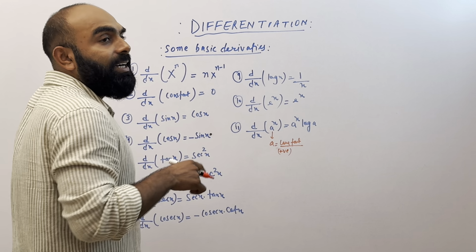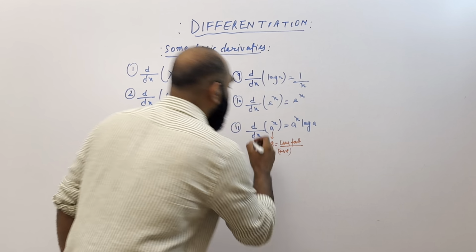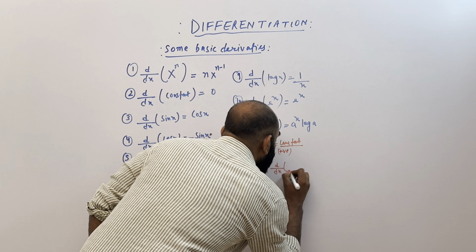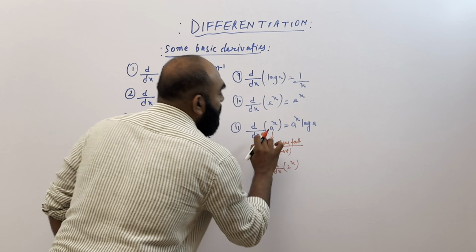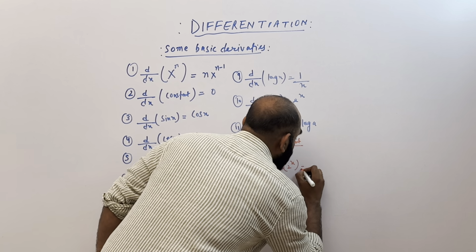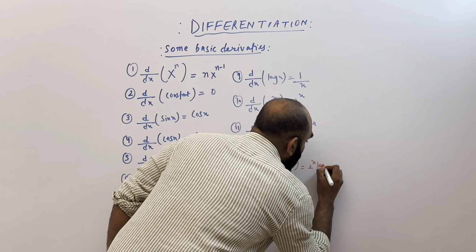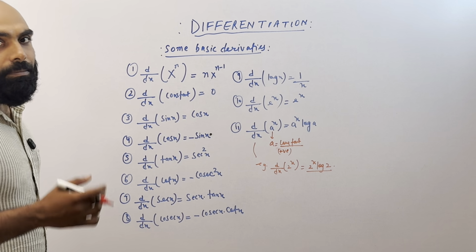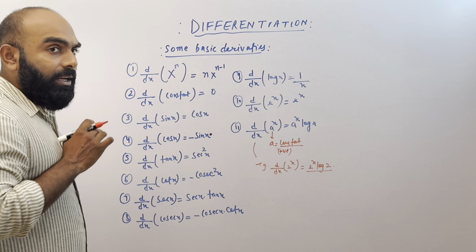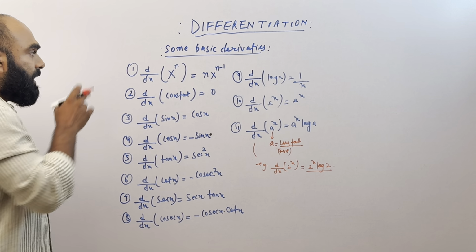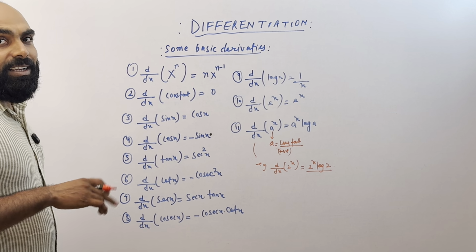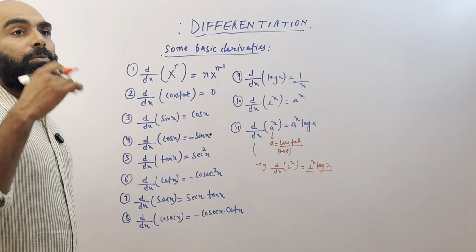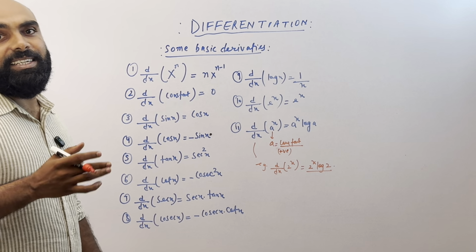Like d by dx of 2 to the power x. An example for this one: d by dx of 2 to the power x. a to the power x is a to the power x log a, which means 2 to the power x log 2. All these things come. d by dx of x to the power n: x to the power n means x square, x to the power 3, x to the power 4, anything written like that.